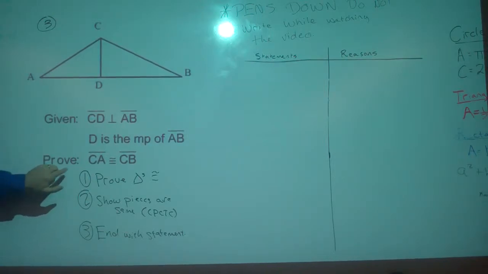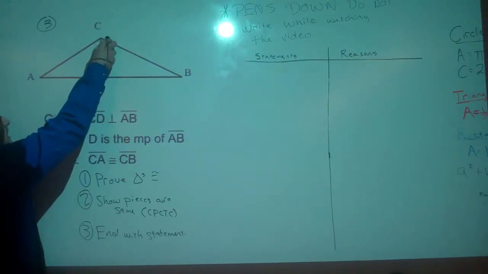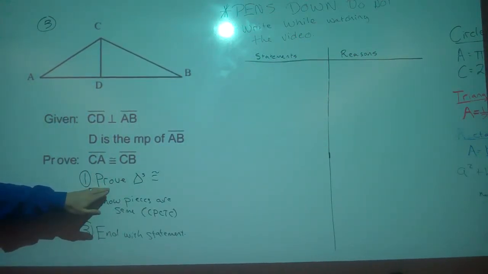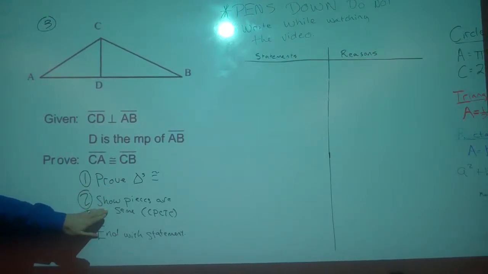The goal of this proof is to prove that CA is the same as CB. These two sides are the same. It looks like I have two separate triangles that I will try to prove are the same along the way. Then after that, I can say the pieces are the same because of CPCTC.